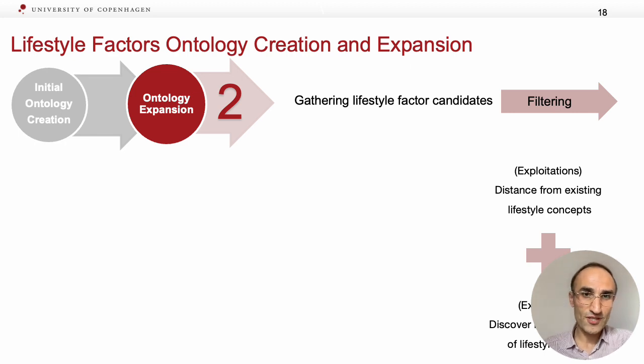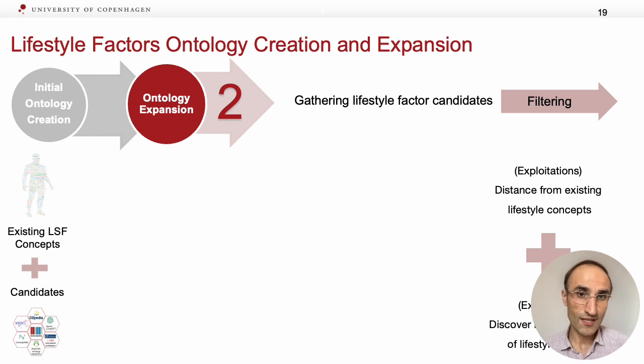We use two different metrics to apply filtering on the candidates, which are somehow exploitation and exploration. Because we are interested in finding synonyms of existing concepts in the ontology, which is the exploitation part, but also we are interested in finding new concepts which are missing in the existing ontology, and that's the exploration part. So we gathered existing concepts from the ontology, as you can see here, plus candidates that we queried from different resources and knowledge bases and existing ontologies, and we want to filter them.